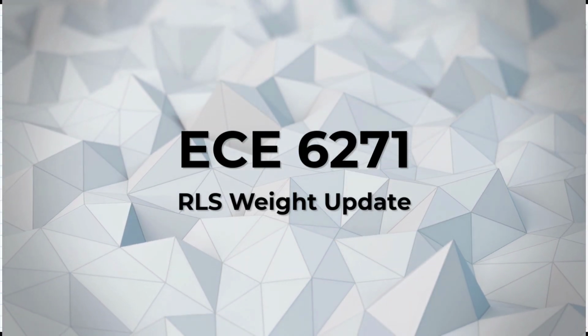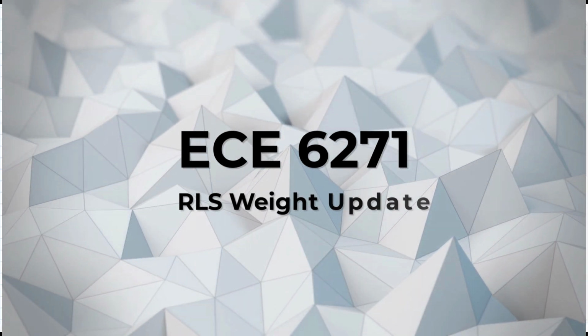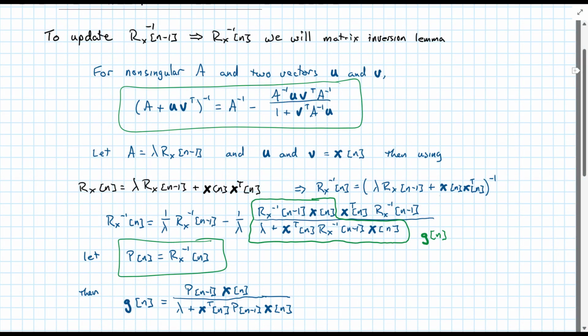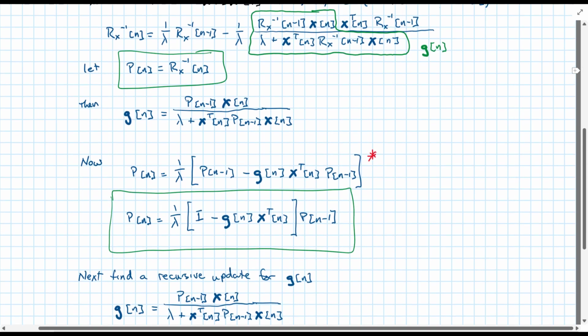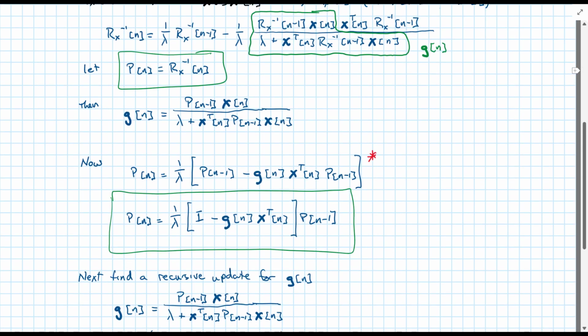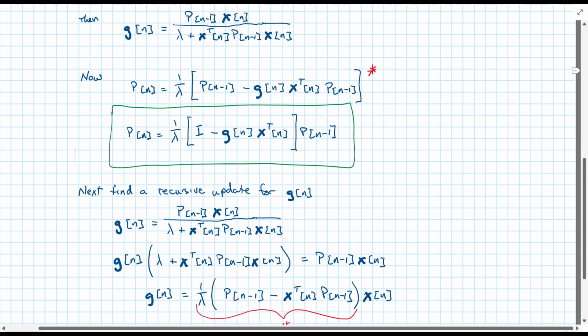So we've developed some recursive updates for our autocorrelation matrix Rx and our cross correlation RDX, and then we developed a recursive update for Rx inverse, which we labeled PN, and that's shown boxed here in green, but it had this G factor.